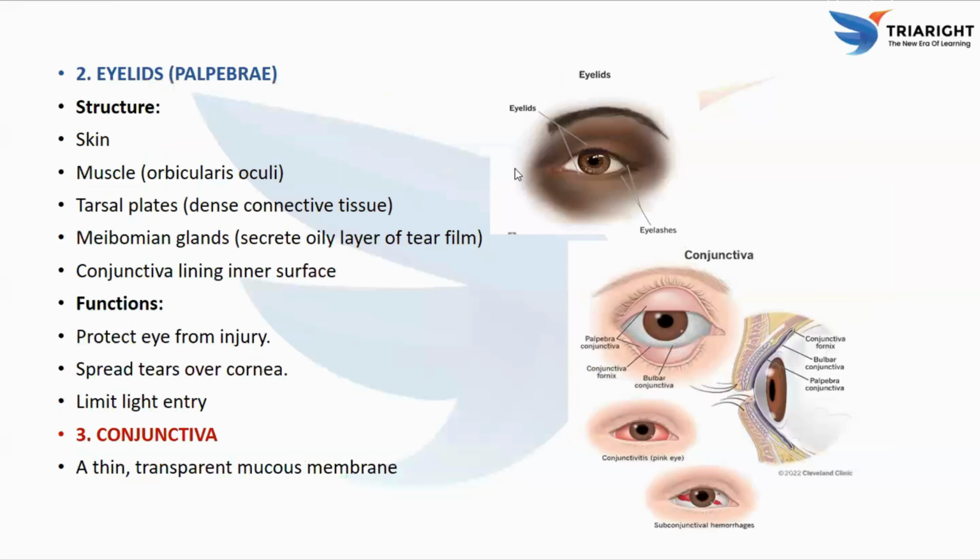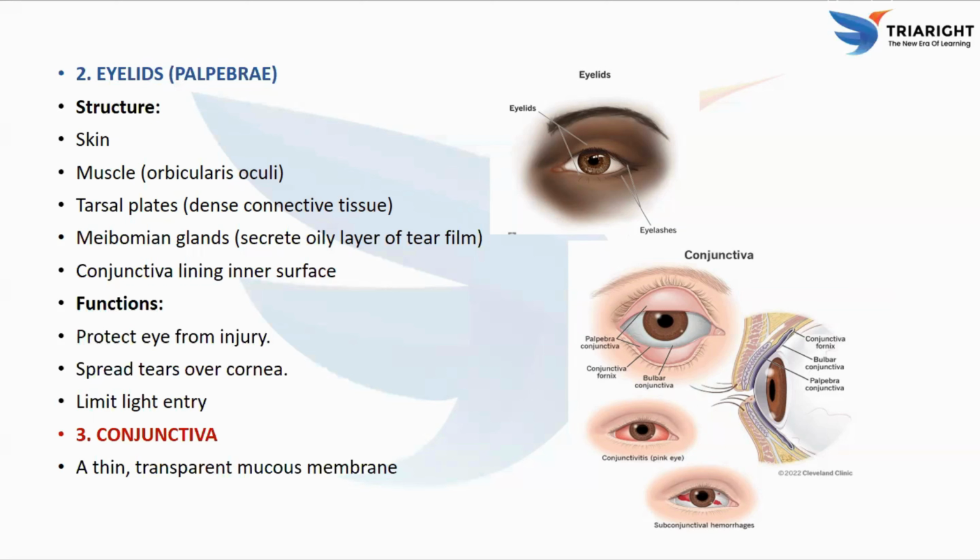So the next accessory structure is the eyelid. Eyelids are the movable folds of skin that protect and maintain the health of the eye. So what is the structure of the eyelid? First is the skin. It is the thinnest skin in the body, which allows easy movement and blinking. Next, the muscle, orbicularis oculi, a circular skeletal muscle around the eye. It helps in blinking, tight closure and also protection. It is mainly controlled by the facial nerve, the 7th cranial nerve.